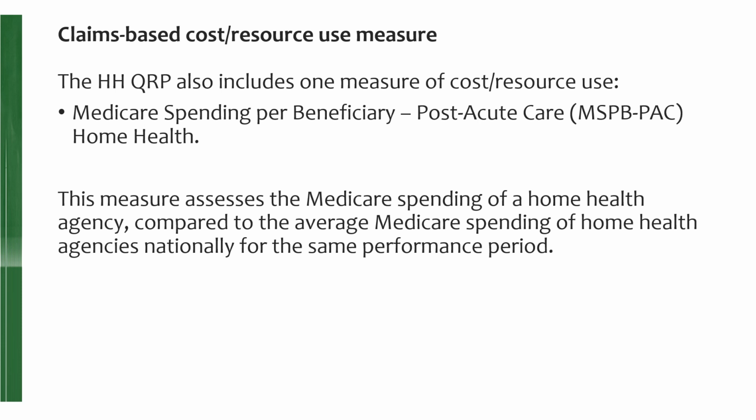The other category of claims-based measure is cost/resource use measure. The Home Health Quality Reporting Program also includes one measure of cost/resource use. Medicare spending per beneficiary, post-acute care, home health. This measure assesses the Medicare spending of a home health agency compared to the average Medicare spending of home health agencies nationally for the same performance period.